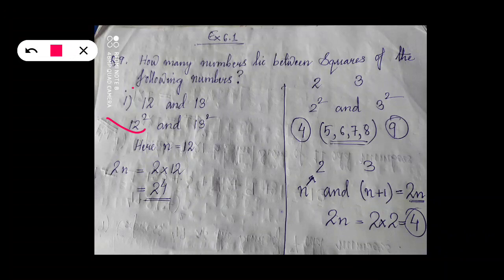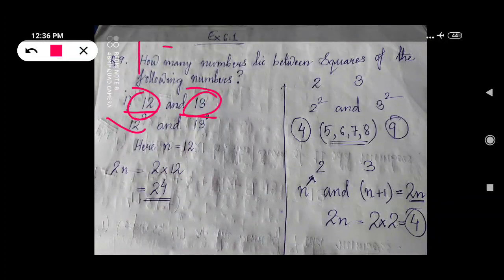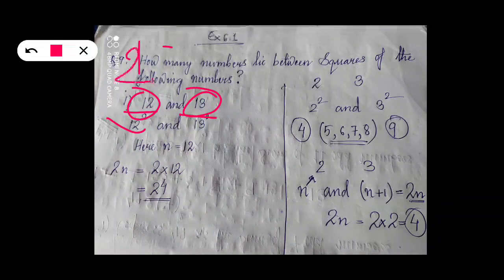But if in place of 12 and 13 you get, suppose, 23 and 24, it becomes a very large number, so it is difficult to calculate it by simplifying it. I'll give you one example.